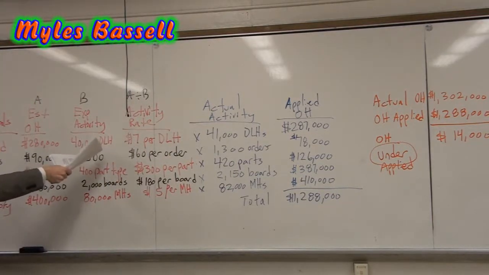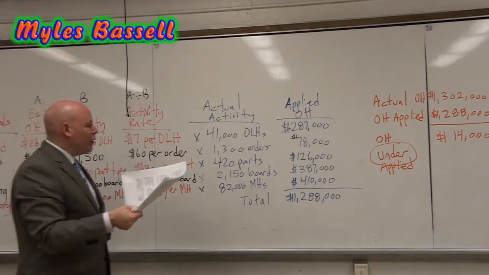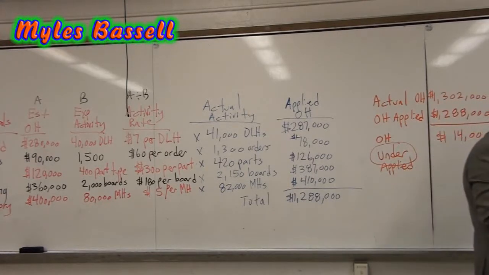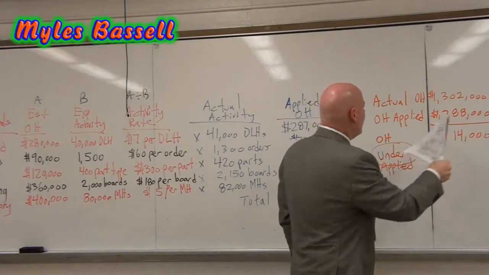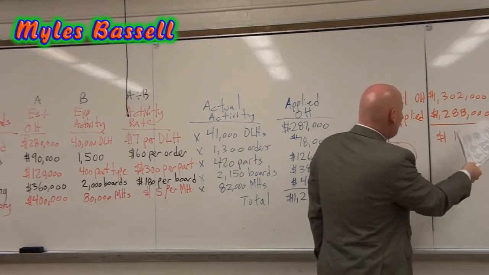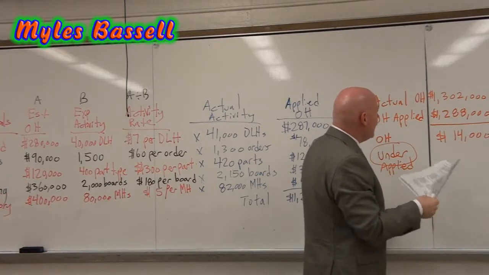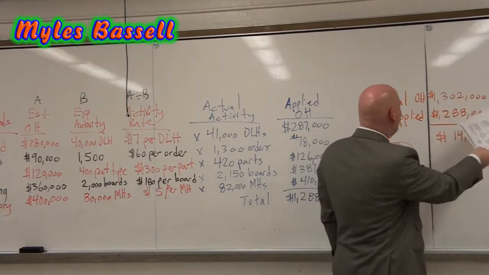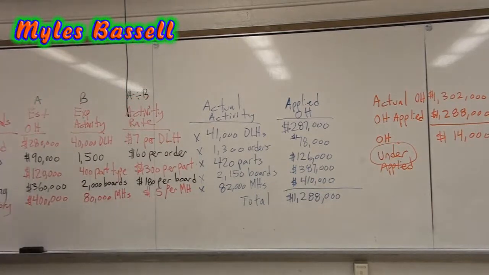based on this direct level of labor hours. But then we're making some assumptions as to how much we're going to apply based on a certain level of activity, whether it's hours, or machine hours, or labor hours, or the number of boards. And we're going to come up with a number. In this case, we were pretty close. That's a pretty good job on their part. But then we found out that the actual overhead was 1,302,000. So we're actually underapplied by $14,000.